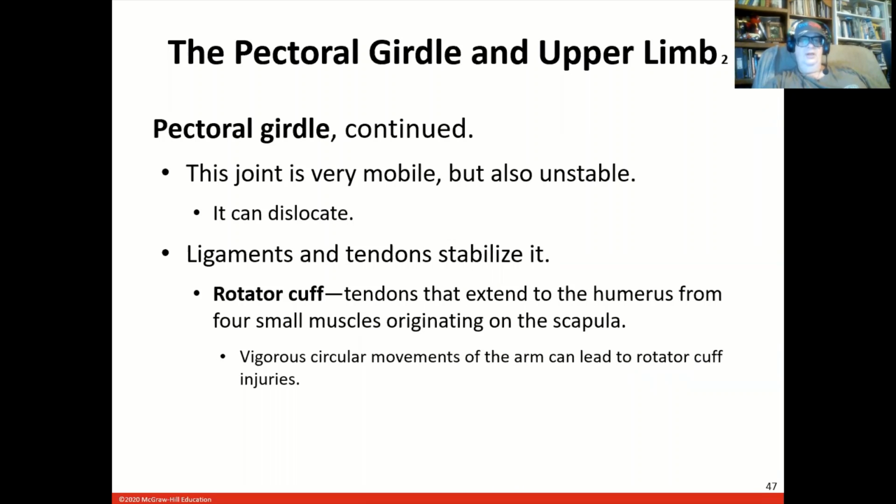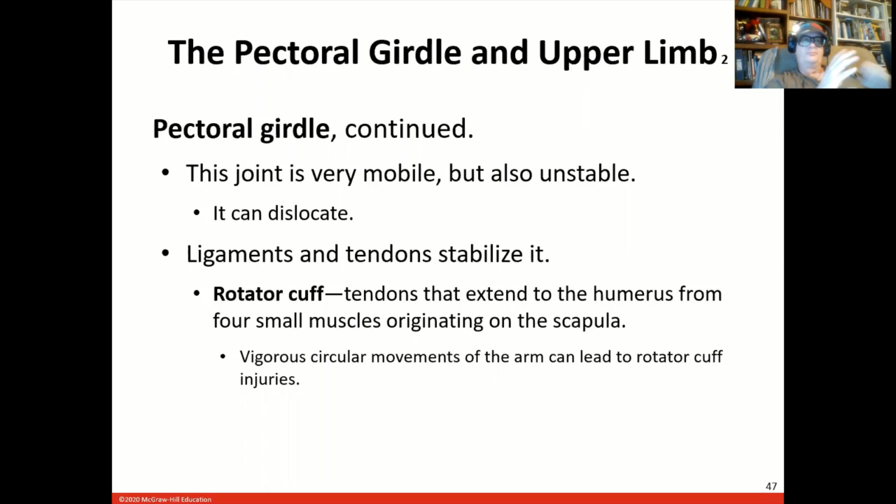So, the pectoral girdle is mobile and unstable. Mobile because we have that ball and socket joint where the head of the humerus goes in, and we can move it all around. Unstable because we can dislocate a shoulder. It can pop out of the glenoid fossa. The head of the humerus can come out of the glenoid fossa on the scapula.